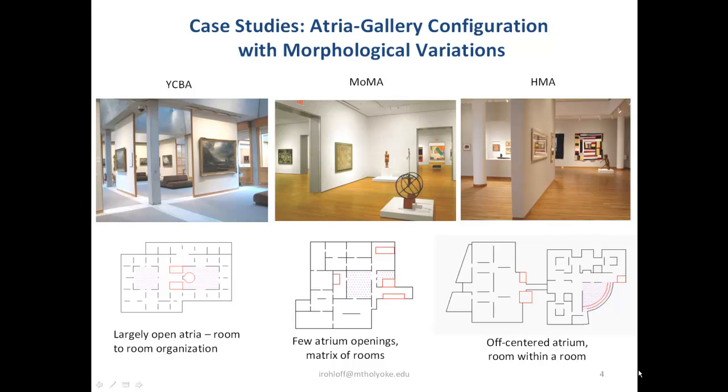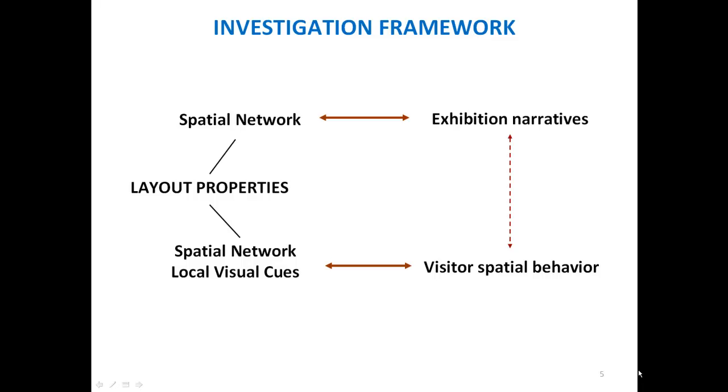These 3 museums, in fact their 4th floor layouts, are comparable to each other because they have similar atria and gallery configurations. They also show morphological variations based on the ways in which the rooms are connected to each other and the atria spaces release the visual information. These morphological variations make the study based on these 3 case studies quite more interesting. The framework of my investigation is to make comparisons around layout properties, exhibition narratives, and visitor spatial behavior.